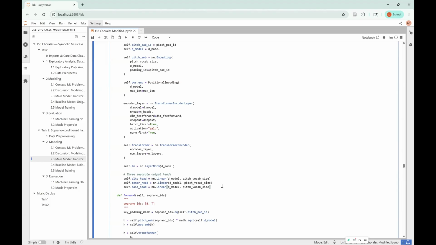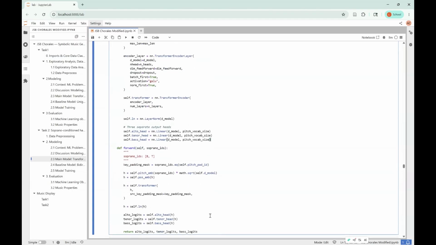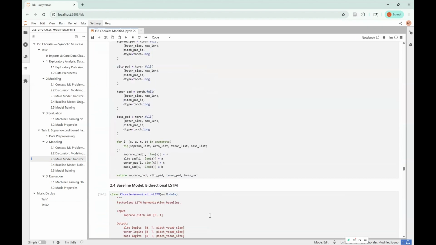The key design choice is factorized per-voice prediction. Instead of treating the whole alto-tenor-bass combination as one huge token, we predict the three voices separately. This keeps the vocabulary smaller and makes training easier. One limitation is that the three voices are predicted independently, so the model may still make some voice leading mistakes. That is why we later add musical checks like voice crossing and pitch range validity.